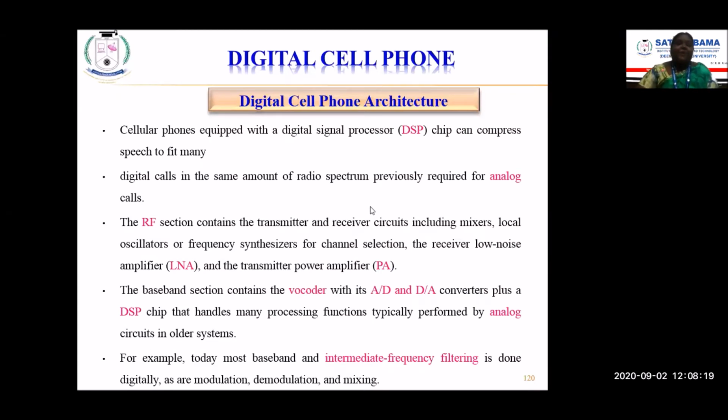So we'll move on to the digital cell phone architecture. Cellular phones are equipped with DSPs, that is, digital signal processors. As we are going to work on voice signals, as well as, in some advanced cell phones, image signals and data information, we are making use of the digital signal processor chip.